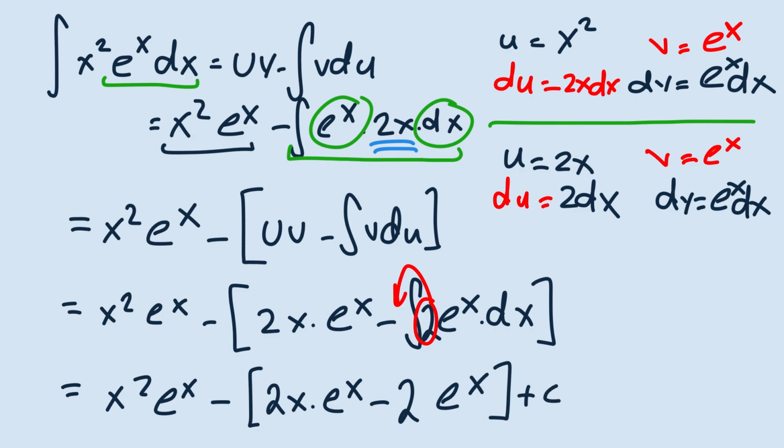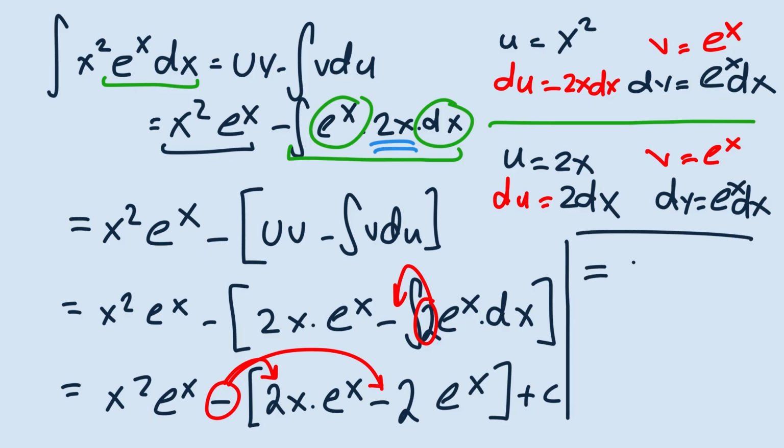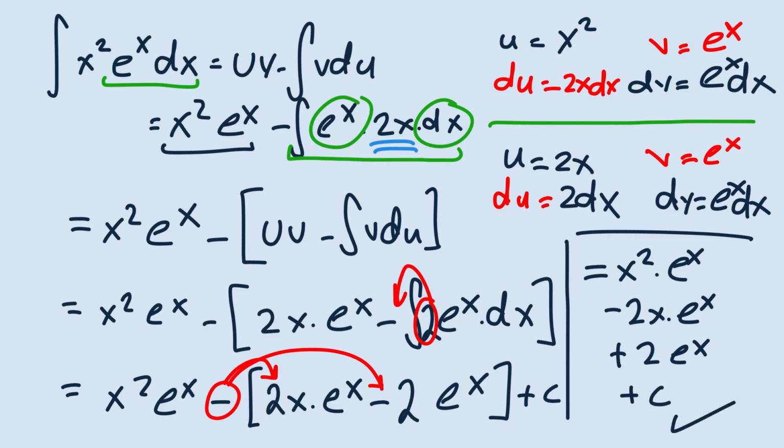Now, if you want to write it in the simplest form, we should distribute this minus into these two terms. So our final answer will be x squared times e^x. Now, if I multiply this minus with this term, the answer will be in minus. So it will be minus 2x times e to the power of x. And if I multiply the minus with the minus, I will get positive. So it will be positive 2 e to the power of x plus c. And this is the final answer.